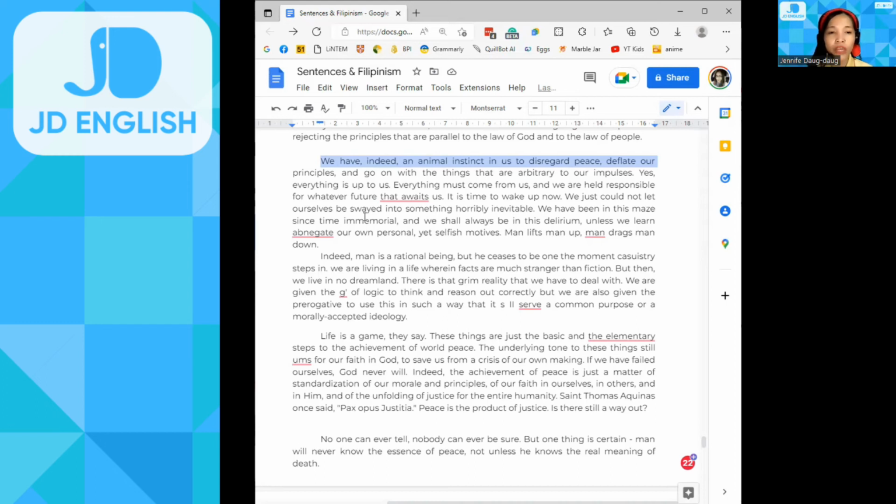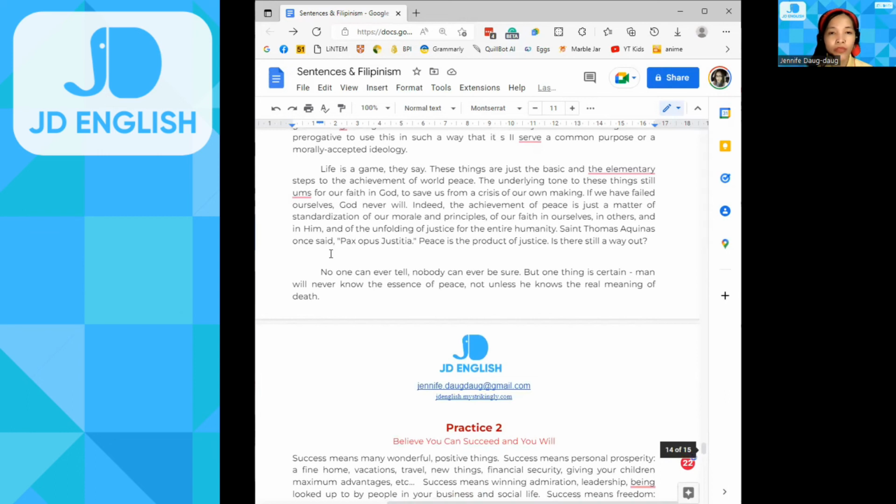But then we live in no dreamland. There is that grim reality that we have to deal with. We are given the gift of logic to think and reason out correctly, but we are also given the prerogative to use this in such a way that it serves a common purpose or a morally accepted ideology. Life is a game, they say. These things are just the basic and the elementary steps to the achievement of world peace.